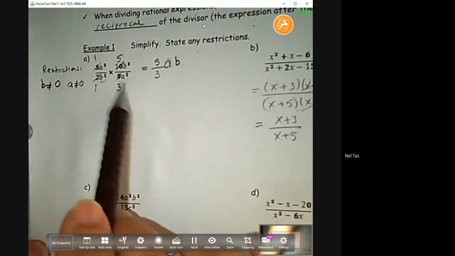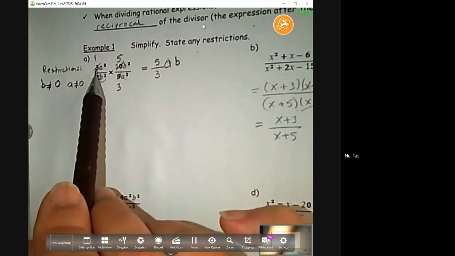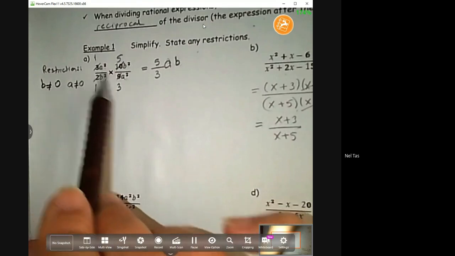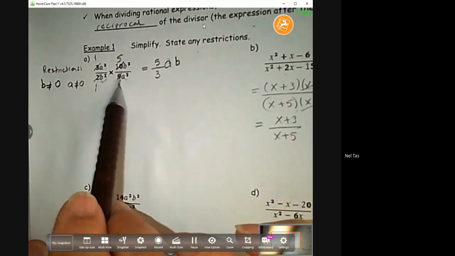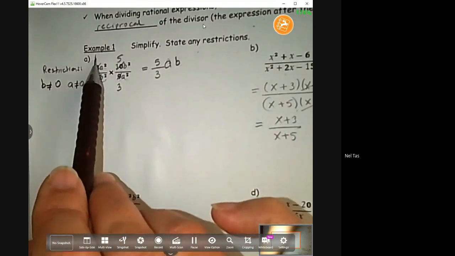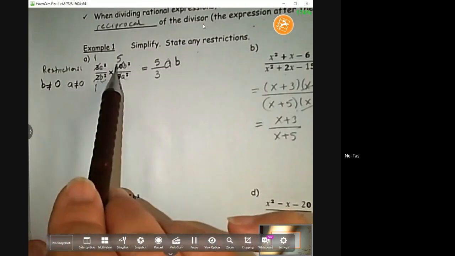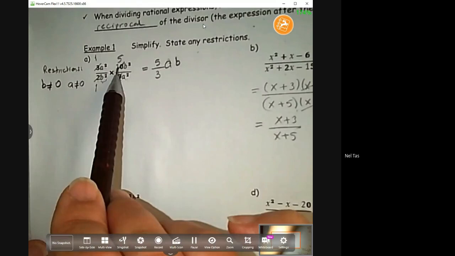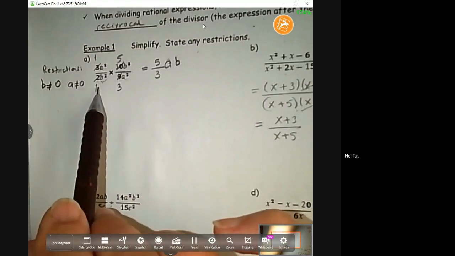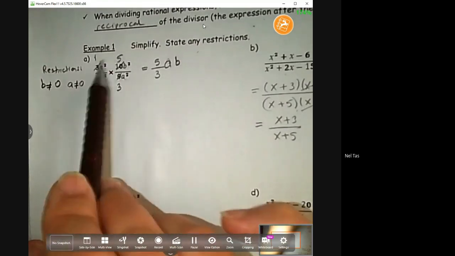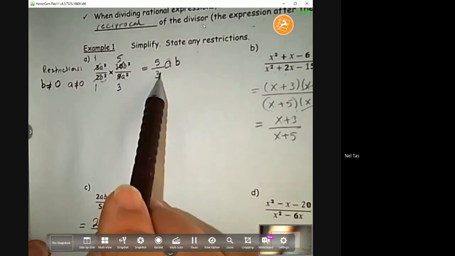First, we look at the numbers and simplify the numbers. There is 3 and 9. Both of them are divisible by 3. So you divide 3 by 3, you get 1. You divide 9 by 3, you get 3. Then 2 and 10, both are divisible by 2. So you get 1 and you get 5. Okay, so 5 over 3. So 1 times 5 is 5. 1 times 3 is 3.